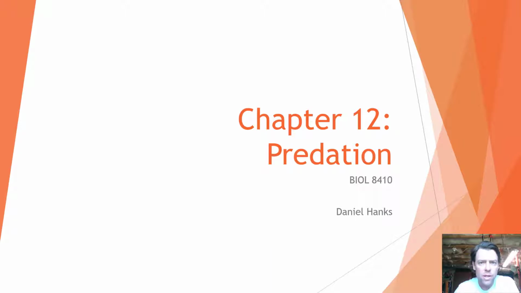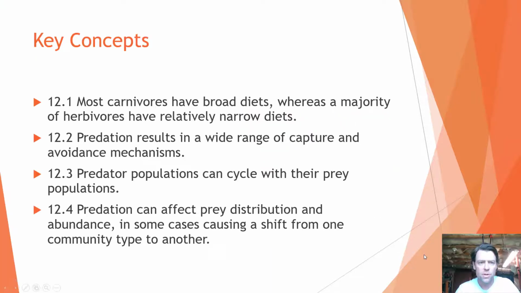So to start out with, just remember that there are these key concepts from your textbook. Most carnivores have broad diets, whereas the majority of herbivores have relatively narrow diets. We'll talk about that and why. Predation results in a wide range of capture and avoidance mechanisms. We'll talk about some of those.